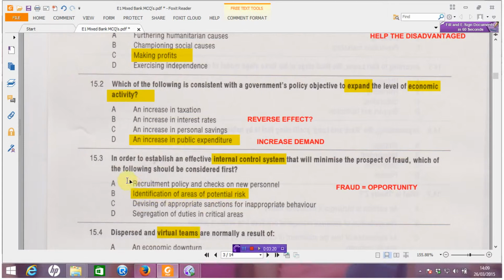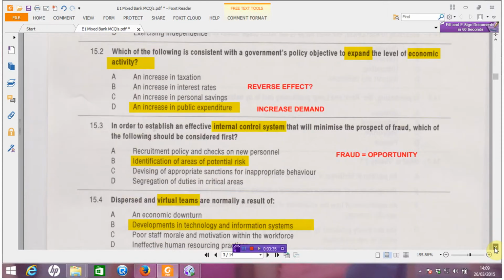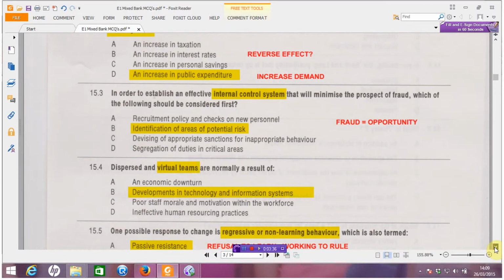These other ones, perhaps helpful, but certainly not the first area. Remember what they said here, what is considered first? So do read the question carefully. In this case, the answer is B, areas of potential risk. That's most important.